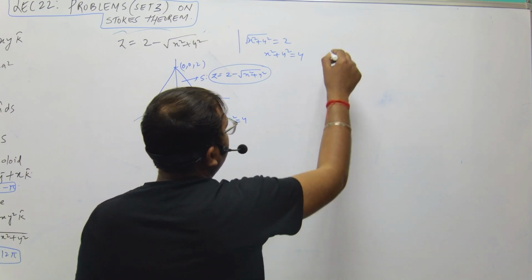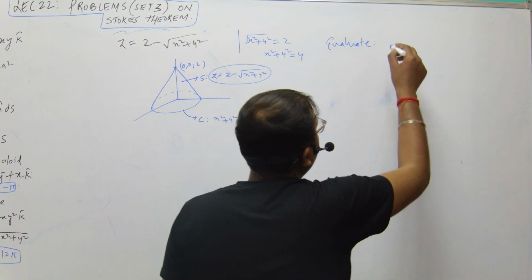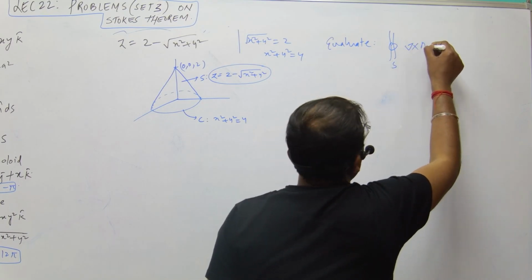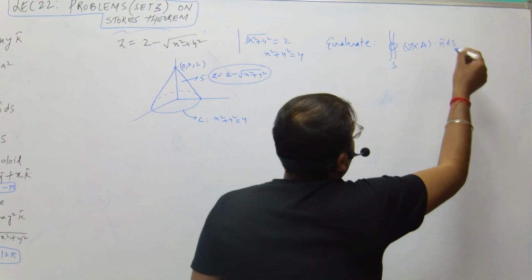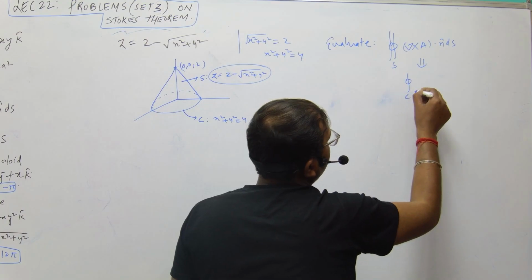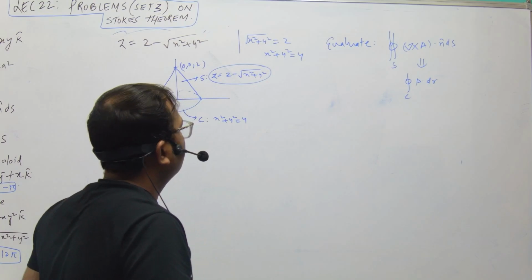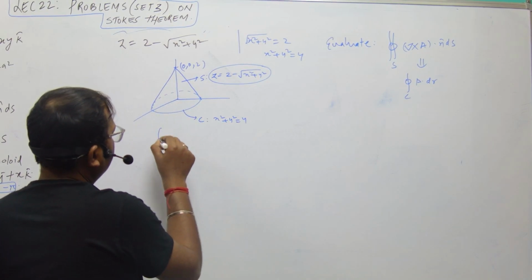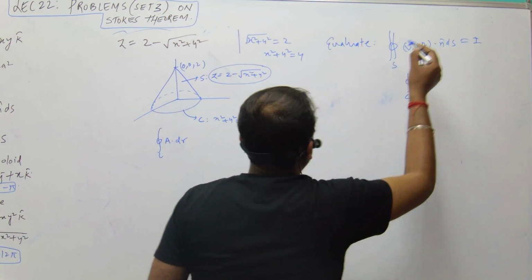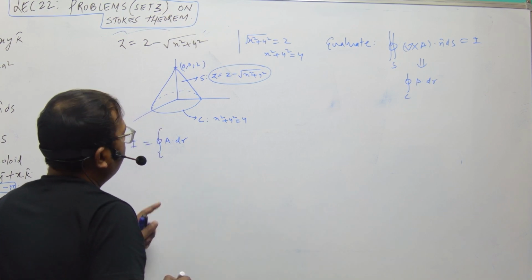We have to evaluate the surface integral along the surface S of del cross A dot n cap dS. Using Stokes theorem, this is equal to the line integral along the curve C of A dot dr. So let us calculate this line integral along the curve C of A dot dr. Let us take this as I. So we have to calculate A dot dr.